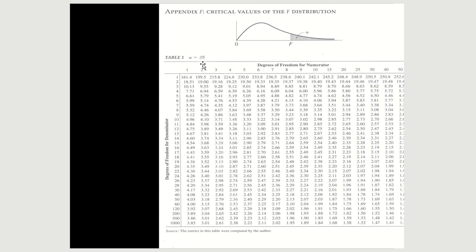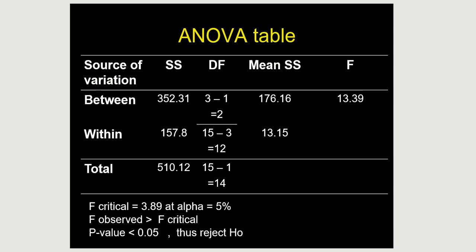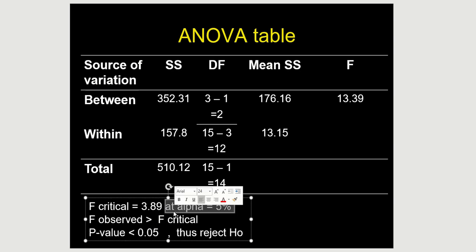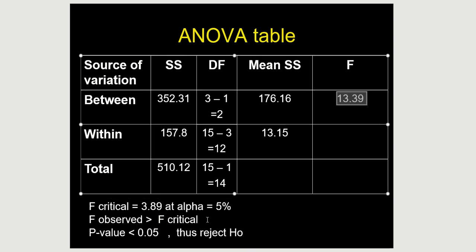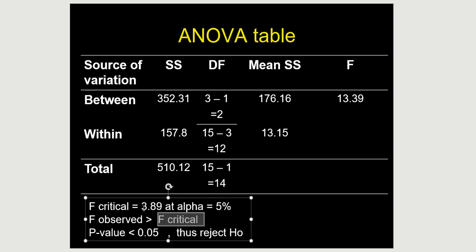Numerator degrees of freedom is 2. Denominator degrees of freedom is 12. So the F critical is 3.89. I can go back to the table. So I know that the critical F is 3.89 for alpha 5%. So my F observed, which is 13, is larger than the critical, which is 3.89.